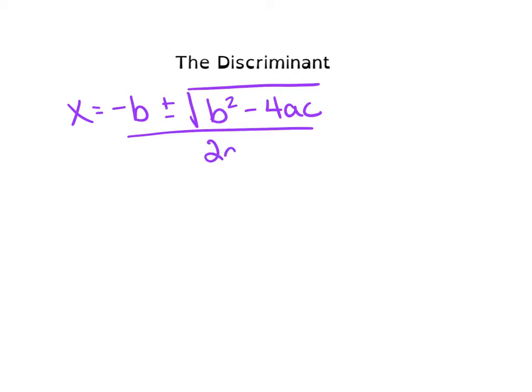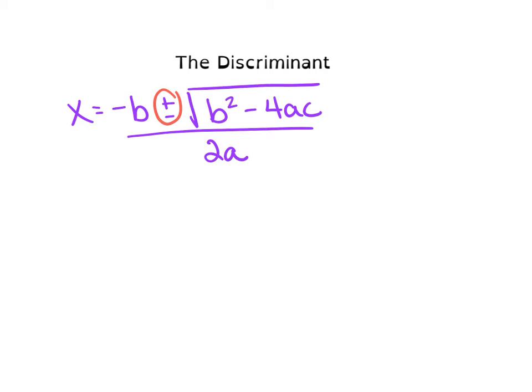Okay, so let me try to introduce you more to the discriminant. In the quadratic formula, which is what we talked about before this, we know that we can solve any quadratic equation using this formula here. x is equal to negative b plus or minus the square root of b squared minus 4ac all over 2a. And because of this plus or minus right here, we're always going to have two solutions.